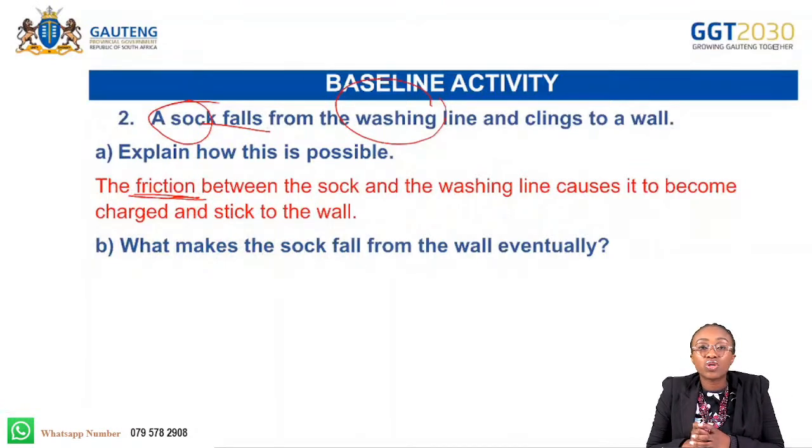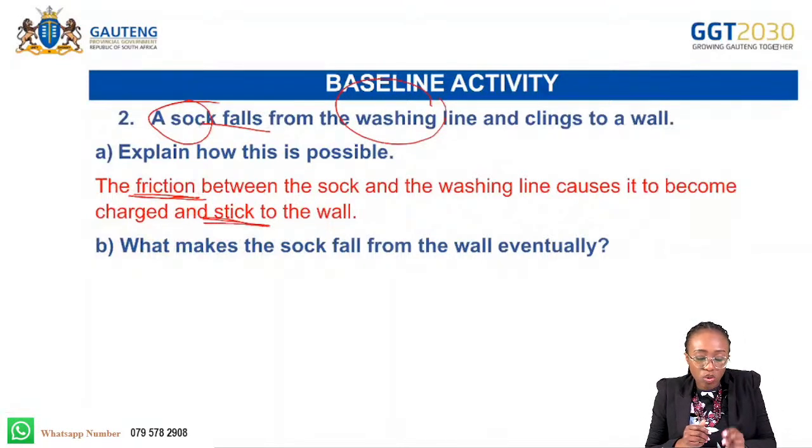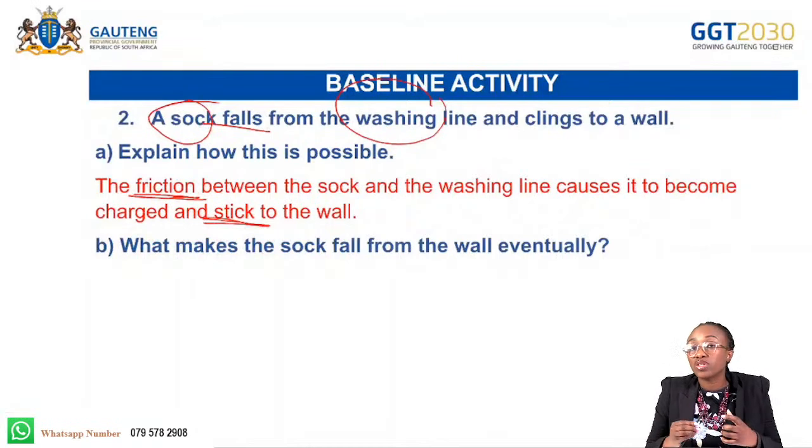Remember last week when we were learning about friction and static electricity, we learned that charged objects do have an effect on neutral objects or other charged objects. And in this particular case, we can see sticking to the wall means that the sock became attracted to the wall, hence it stuck to the wall.